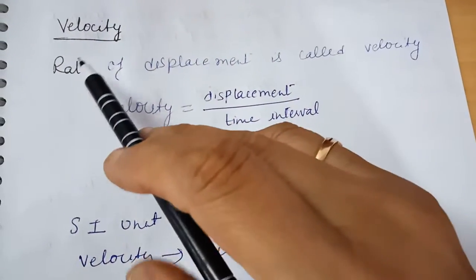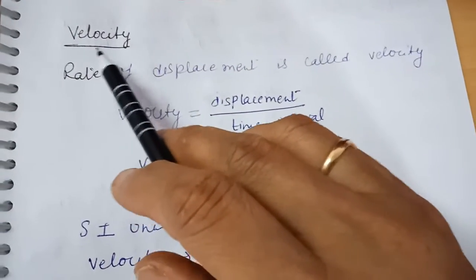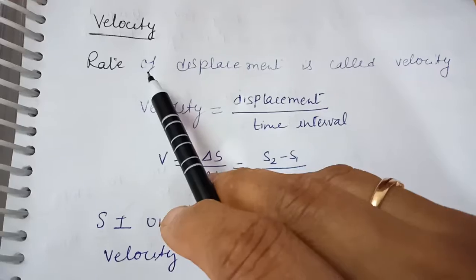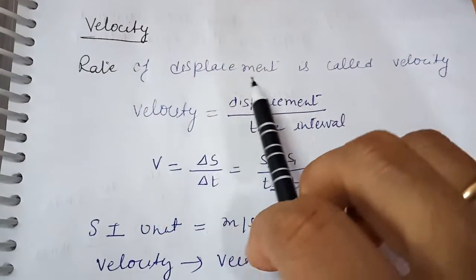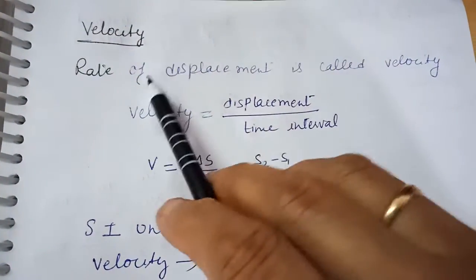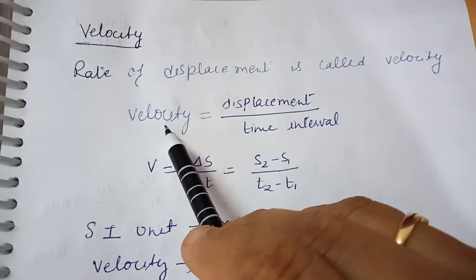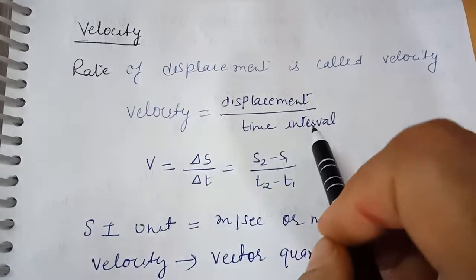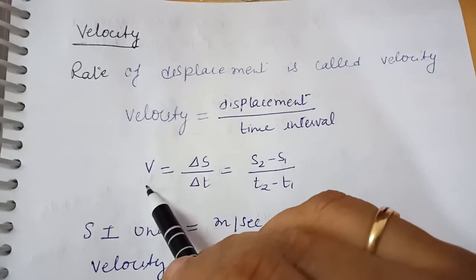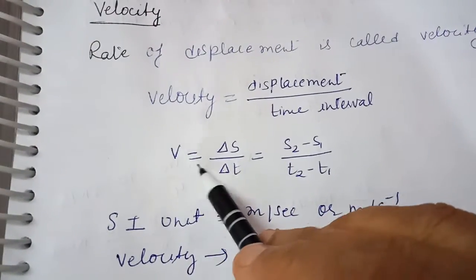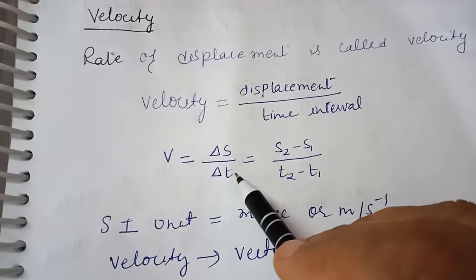Children, in this video I am explaining the velocity. You all are familiar with this topic. The rate of displacement is called the velocity. Rate of displacement means displacement upon time. So the formula of velocity is equal to displacement upon time interval. Generally the symbol we use for this is V is equal to delta S upon delta T.